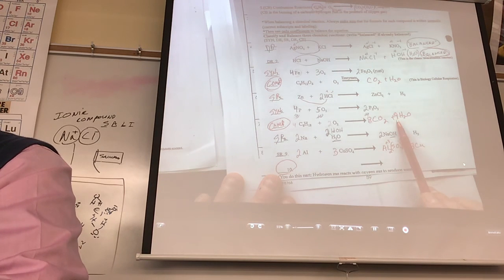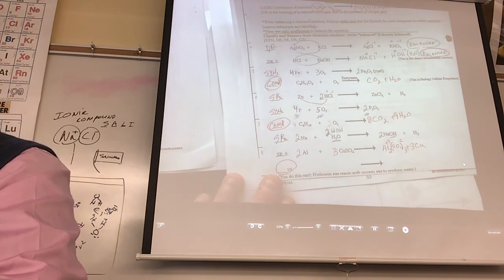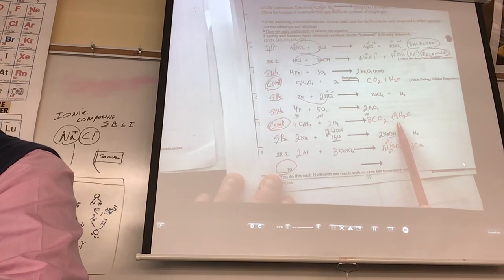But what if you put an odd number here? What's an odd number of oxygens plus an even? Odd. Take any odd number and add it to an even number. 3 plus 6. Odd, isn't it? If you put an odd number in front of that water on a combustion reaction, it will never balance.